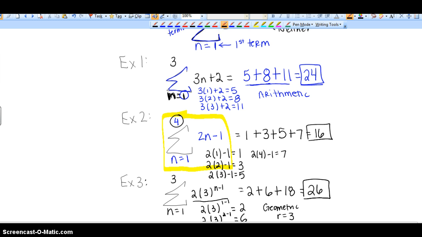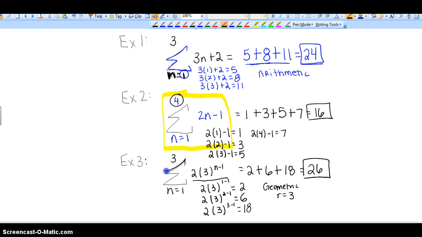So when you see a sigma problem, this Greek letter sigma, it is really just asking you to add up.